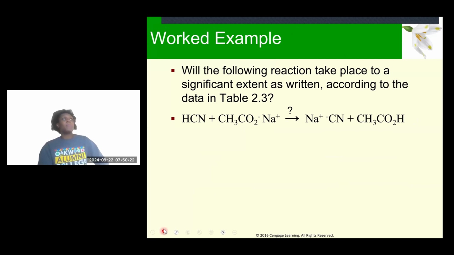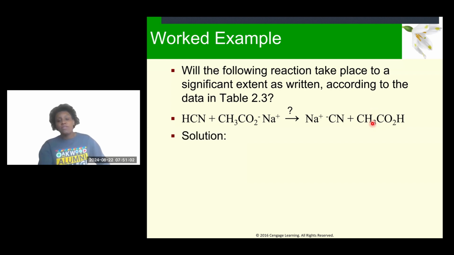All right, so let's look at another example. Will the following reaction take place to a significant extent as written, according to the data in table 2.3? So again, will the following reaction take place to a significant extent as written according to the data in table 2.3? Now, if we go to the table in 2.3, you're able to find out the relative strength of your acids. And so here you have an acid here, and this is the new acid here.